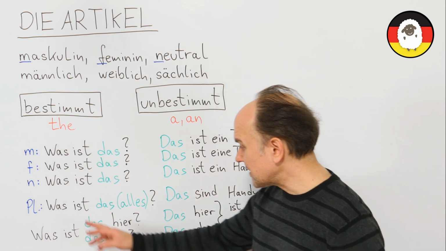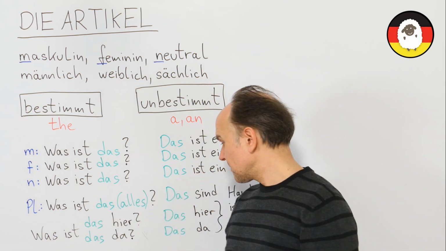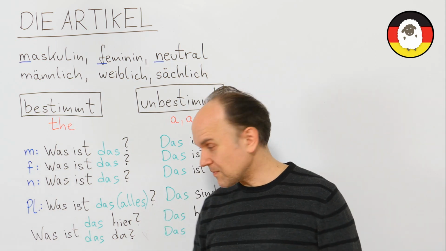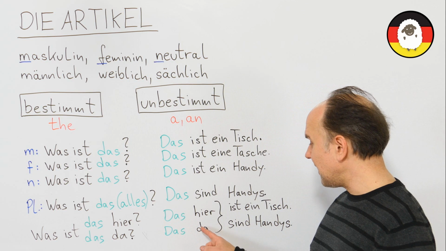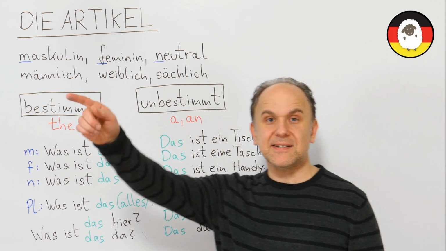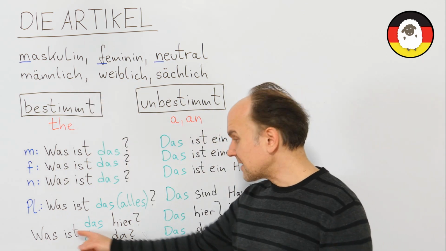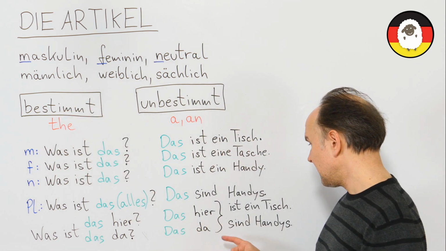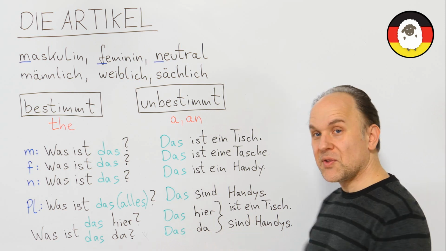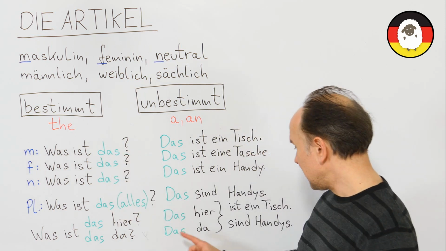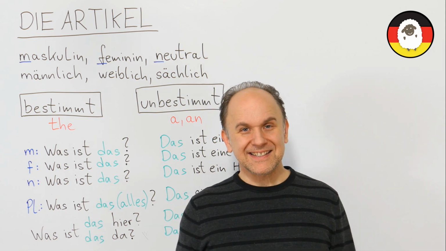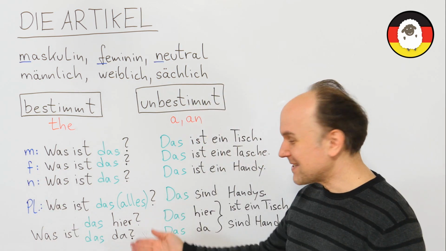Das hier, das da. Was ist das hier? What's this? Das hier ist ein Tisch. This is a table. Or das da ist ein Tisch. That is a table. Was ist das da? What's that over there? Das da sind Handys. Those are mobile phones. So, this is how we say this and that.